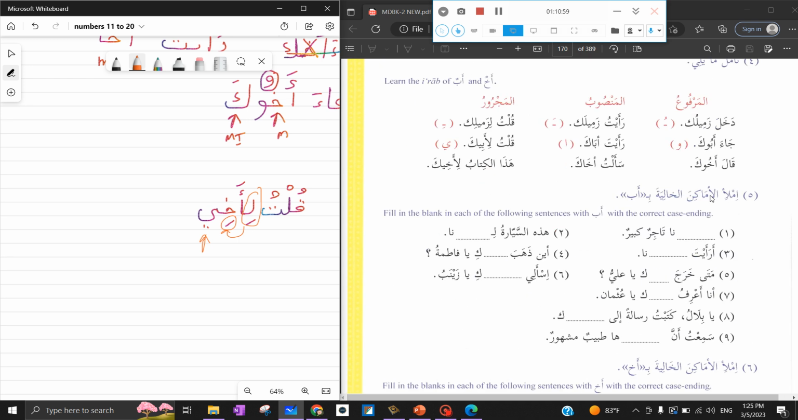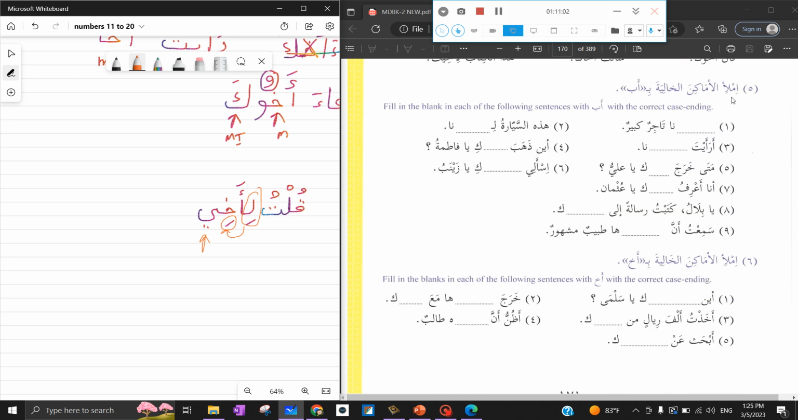So let's go on to exercise number 5. Imlil amakin al-khaliya bi-ab. It means you need to fill the blank spaces with the asmaul khamsa ab. So what are you going to fill in here? See the position, and decide whether it should be abu, aba or abi. So dash na. There is no amil before, nothing that can change the case of abu. So you will say abuna with a waw and dhamma.